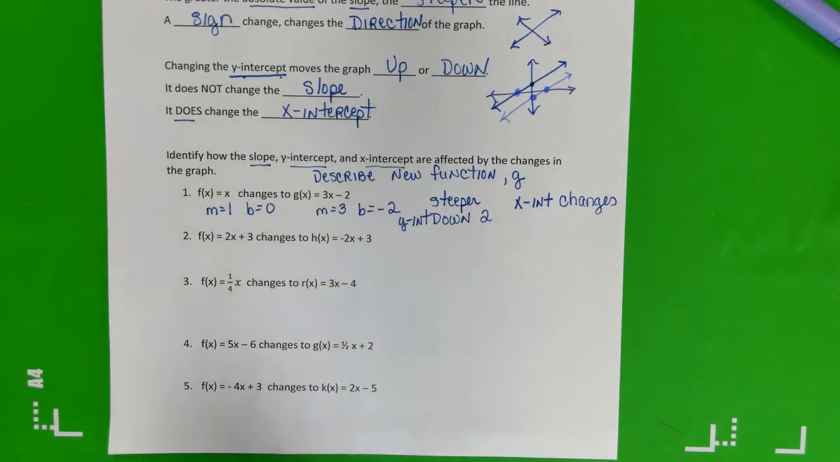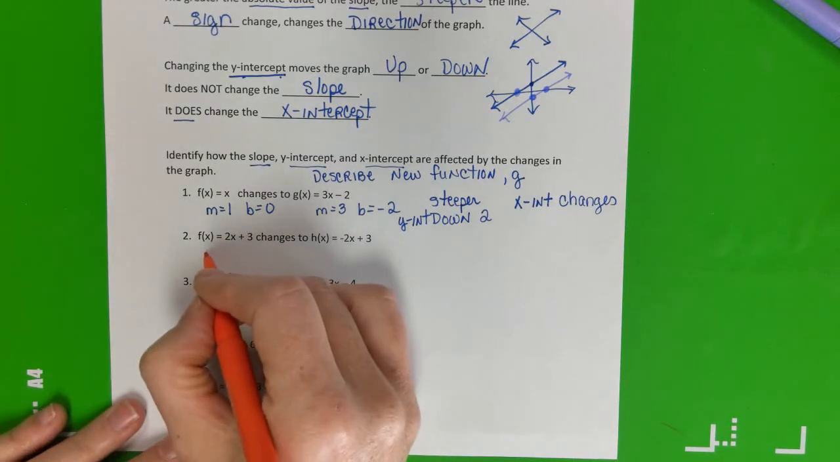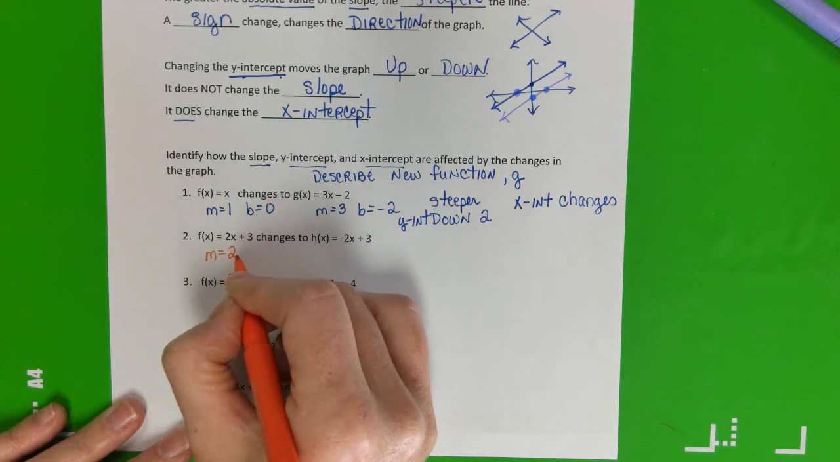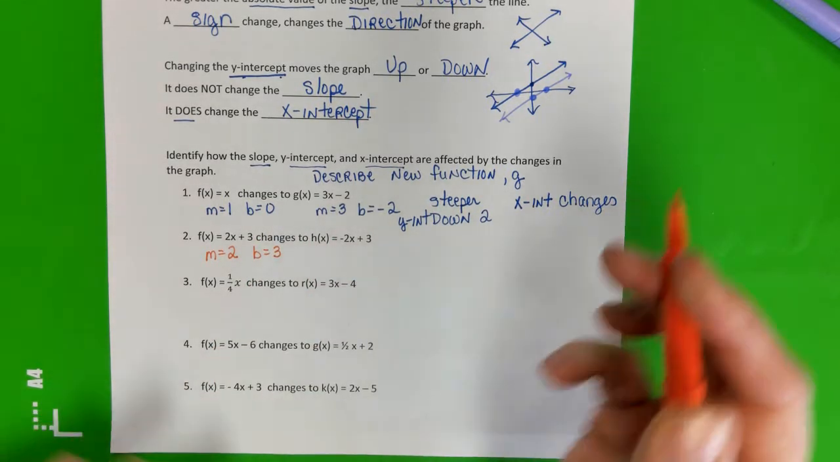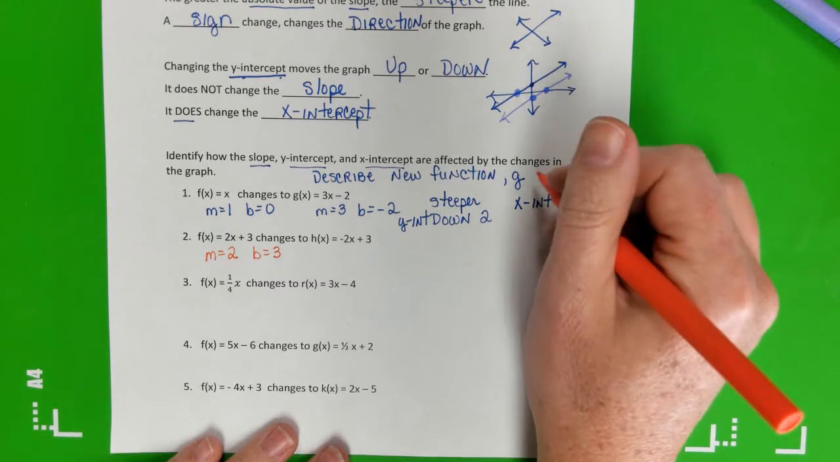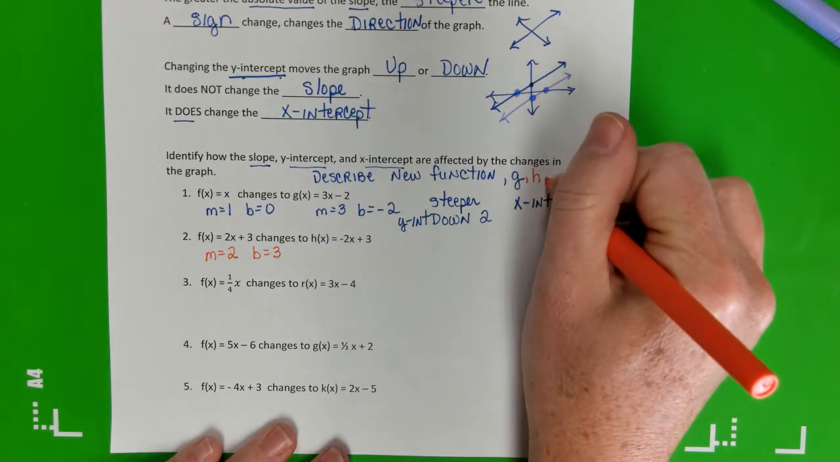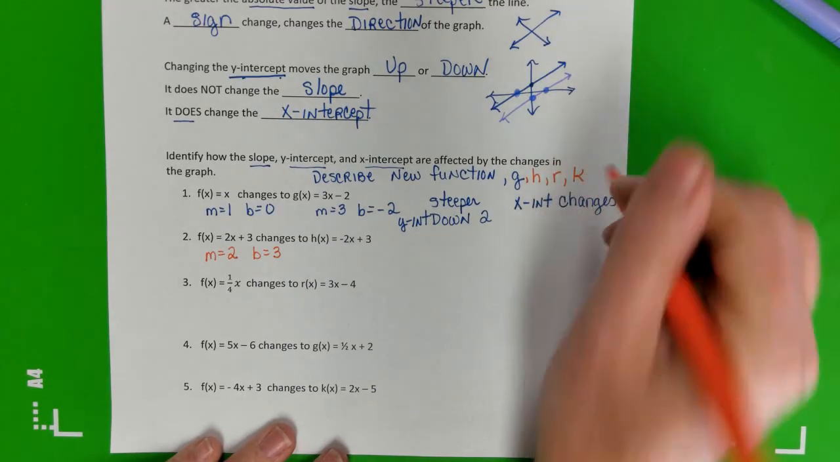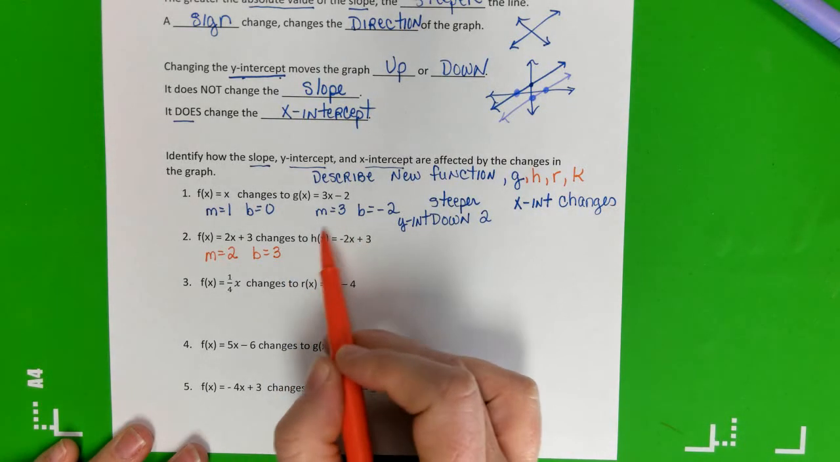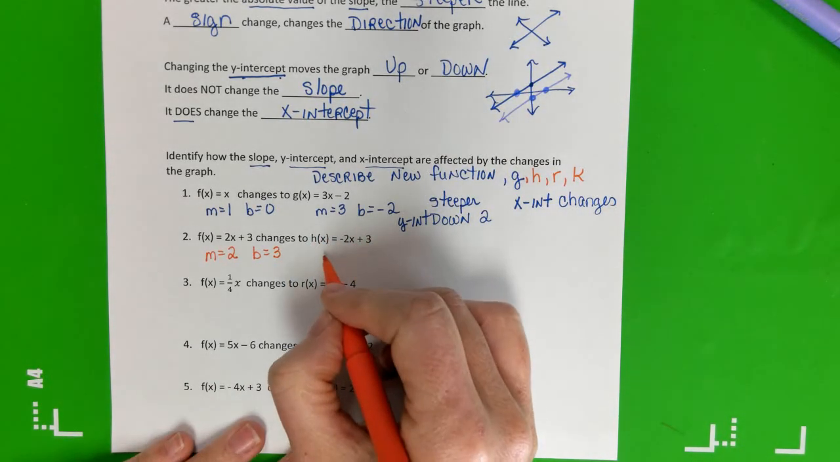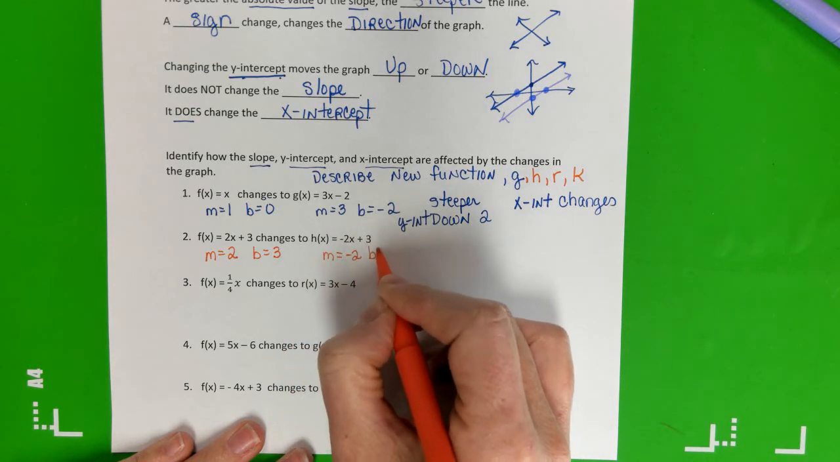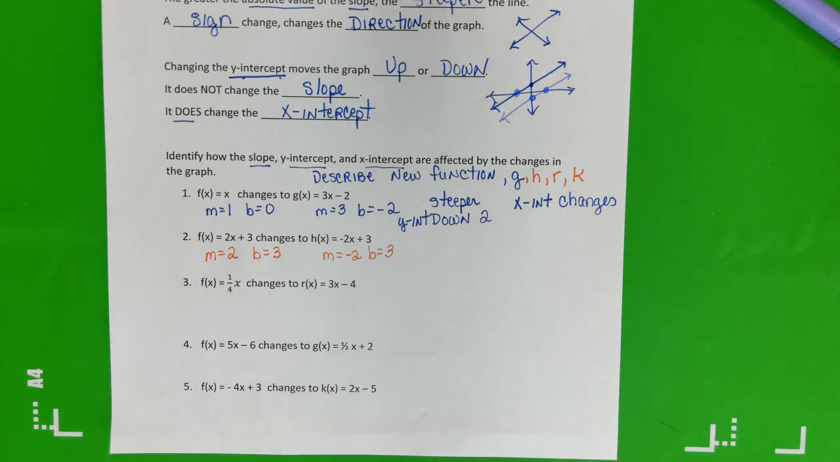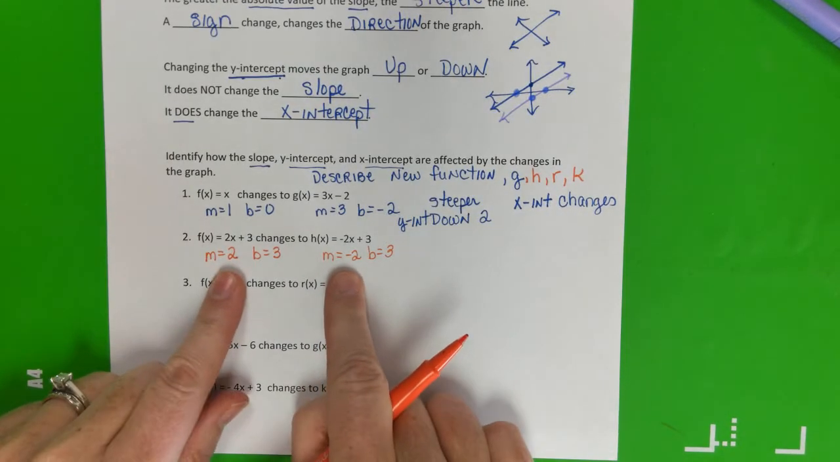Okay, let's look at the next one. Again, we want to know what our slope is, and we want to know what our y-intercept is. Our slope is 2 in function f. Our y-intercept is 3. And I forgot that I've named these functions different things, so basically we're describing what it's changing to. And then in function h, our slope is -2. The y-intercept is 3. Okay, so let's look at our slopes.